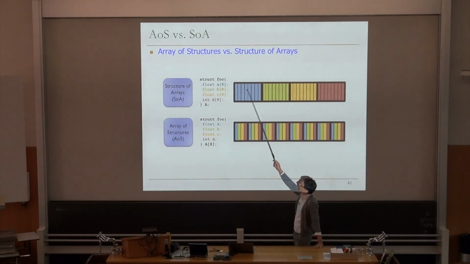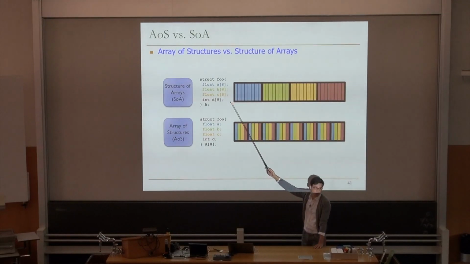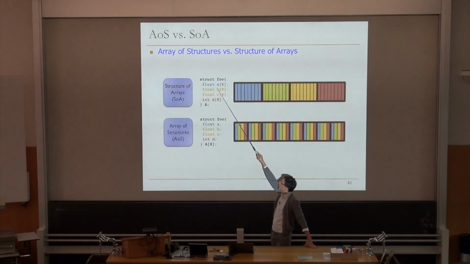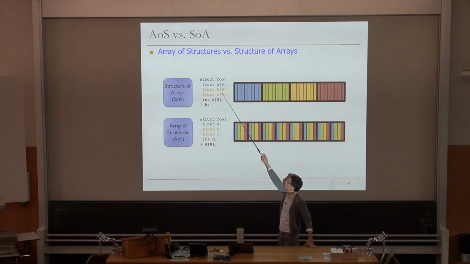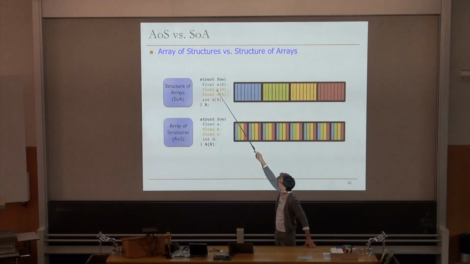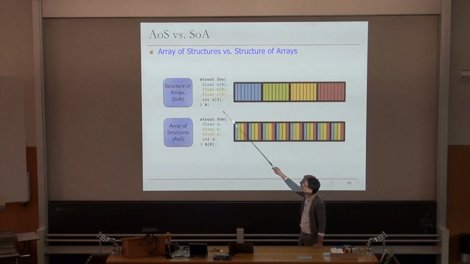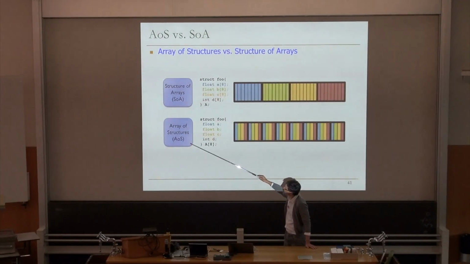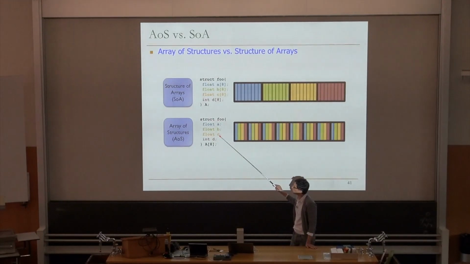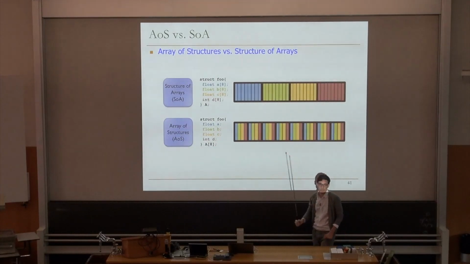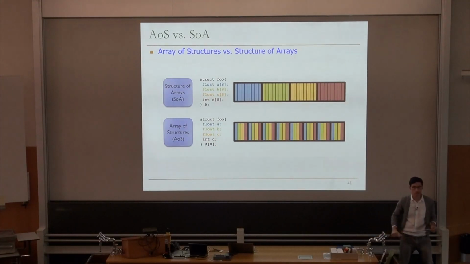The first one is called the structure of arrays. So we are using one structure, and each of the elements of this struct is one array of 8 elements. Here we have float A8, float B8, and so on. Here, on the other hand, what we have is this array of structures. So it's an array called A of size 8, and each of the elements of A is one of these floats or integers that we have there, right?